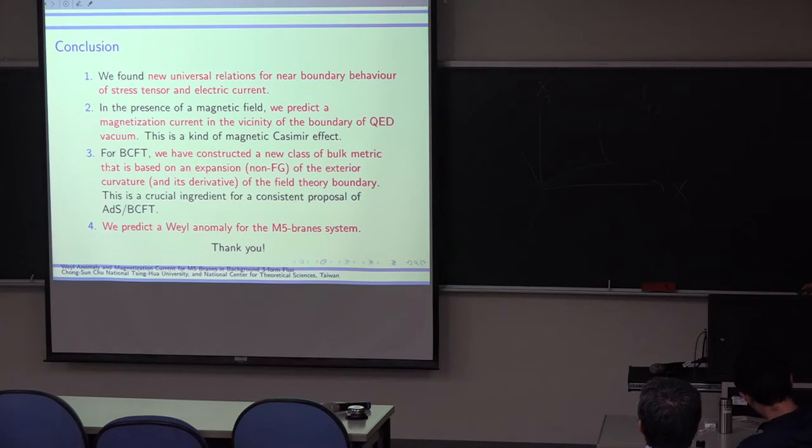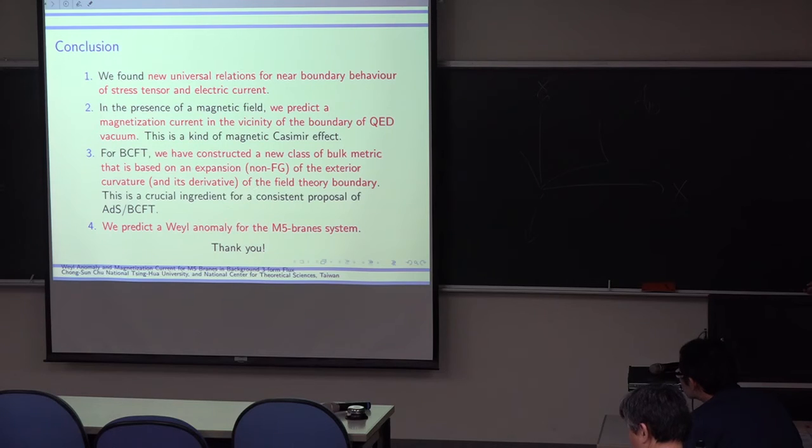For boundary holographic theory, we have constructed a new class of metric, which is a non-FG expansion. This metric will be essential whenever one wants to do some BCFT analysis. Also, we have predicted a Weyl anomaly for the M5 brane system. This can also be generalized, of course, to any even dimensional theory. But the crucial problem is how to understand this Weyl anomaly in the field theory, and maybe the construction of the covariant loop. Yeah, thank you.